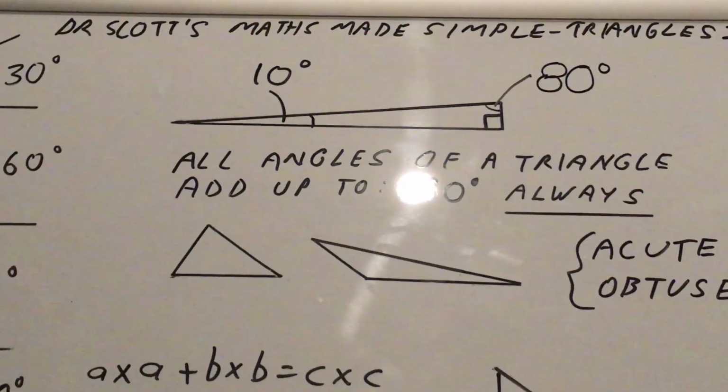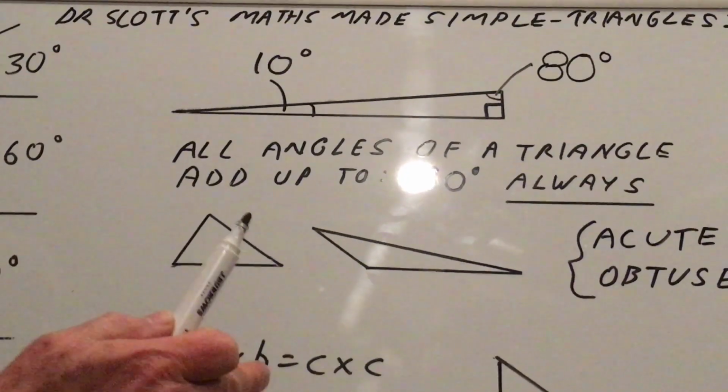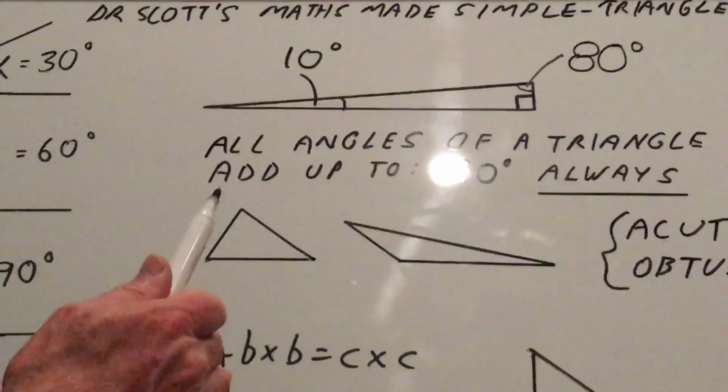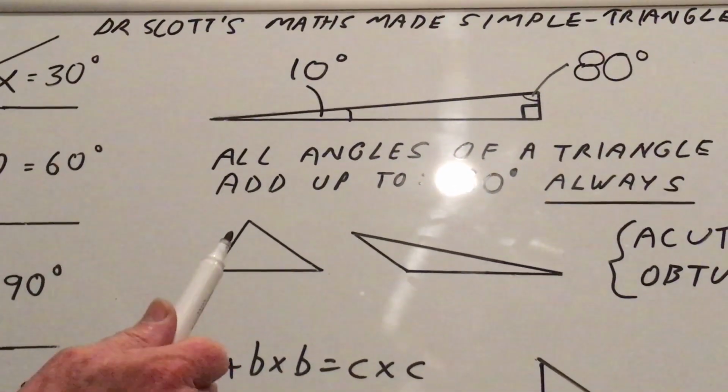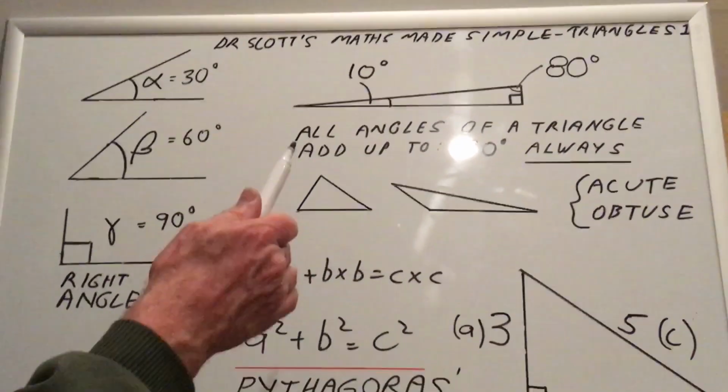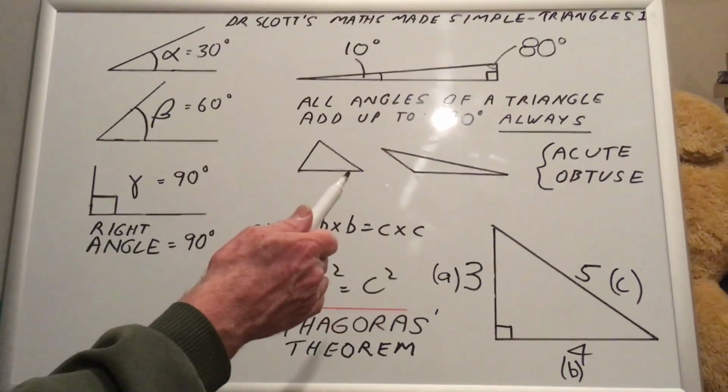How do I know that? This is one of the most important things I'll say today. Every triangle has 180 degrees of angles in it. It doesn't matter what the triangle looks like. The angles of all triangles add up to 180 degrees.